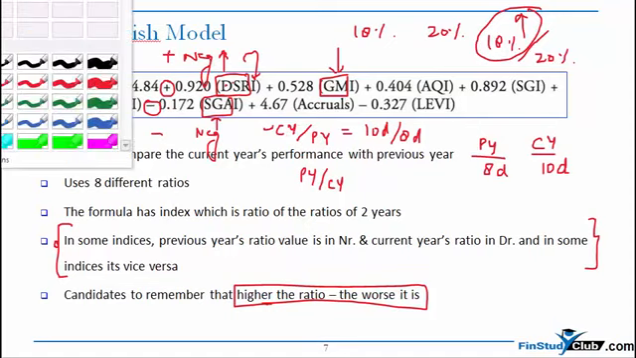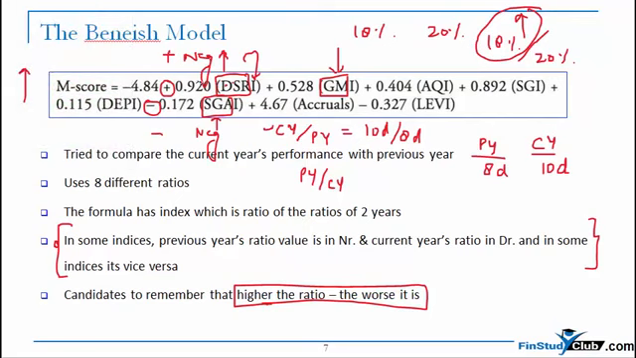Let me exemplify that. In case of days of sales receivable, the figures that he would have used is current year over previous year, because there is a positive sign. But in case of SGA, he would have used previous year over current year, because there is a negative sign that he has attached to it. Just go and read your core books, or the books that you're referring to. It will be very easy.